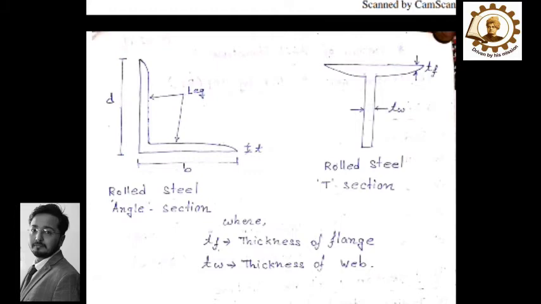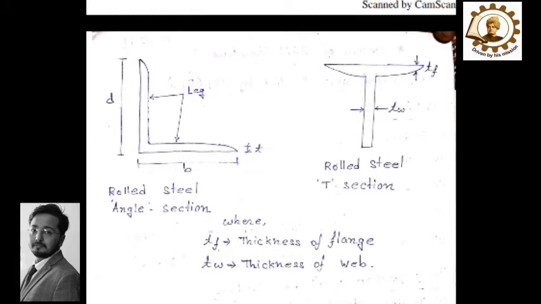This section is called rolled steel angle section. Thickness of this section is denoted by T. Width is denoted by B and depth is denoted by D.